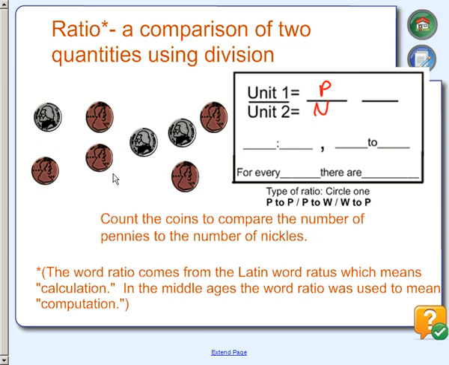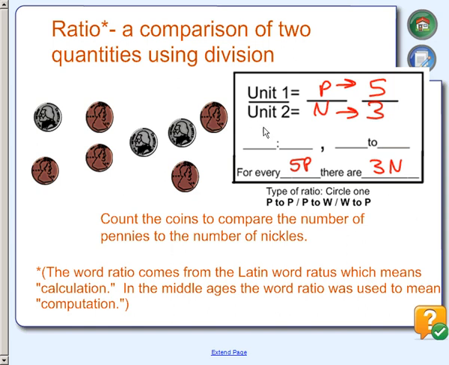Then we're going to look at the number of pennies, which I can see is 5, and the number of nickels, which I can see is 3. Now notice I have to have 5 on the top where I identified it was pennies. Nickels, I need to make sure that the number of nickels is down on the bottom. So what this means is for every 5 pennies, there are 3 nickels. That's what a ratio means. It's a for every statement. For every 5 pennies, there are 3 nickels.